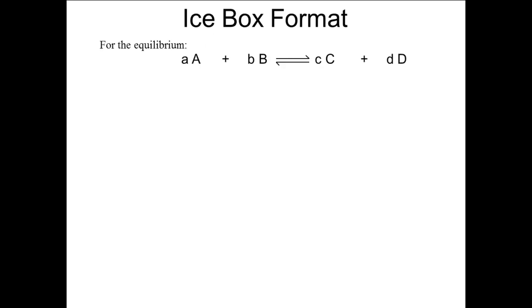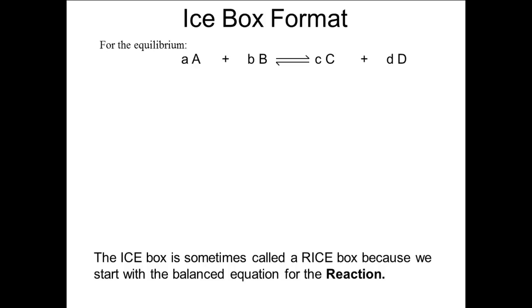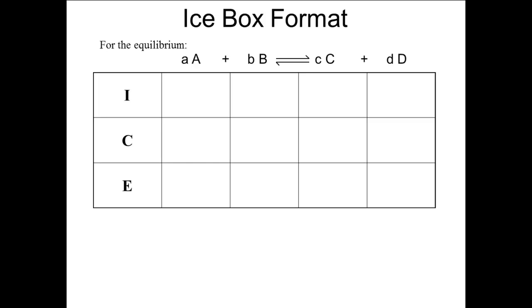To set up an icebox, we start with the balanced equation for the equilibrium reaction. The icebox is sometimes called a rice box because we start with the balanced equation for the reaction. The box is created with 3 rows for initial conditions, change in conditions, and equilibrium conditions, 1 column for the I, C, and E, and 1 additional column for each reactant and product.